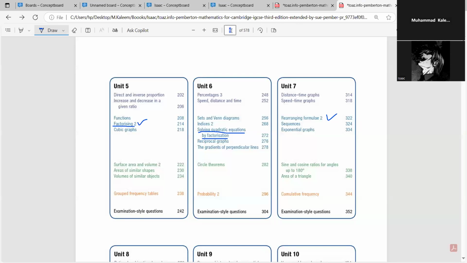Which topic are we doing now? We are doing unit 7. So sequences. We are doing sequences, okay?